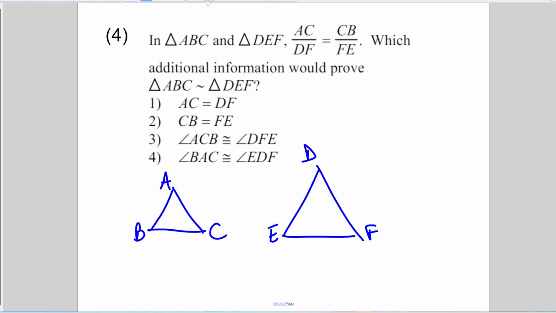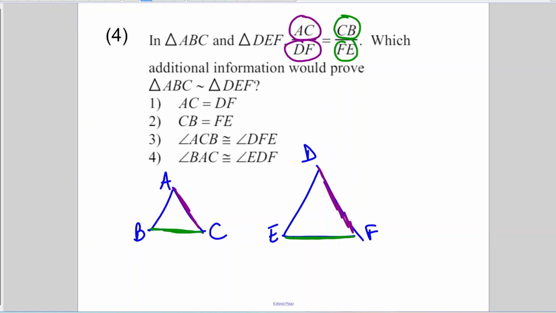But now let's pay attention to the ratio here. We have AC, so this side over here is AC, so that's corresponding to this one, over DF is the right side of this triangle, is equal to, and then we have CB, so that's this side over here at the bottom, over FE. So these are the ones that are highlighted. And we want to know which additional information would prove the triangles are similar.